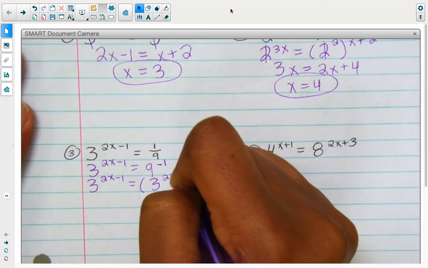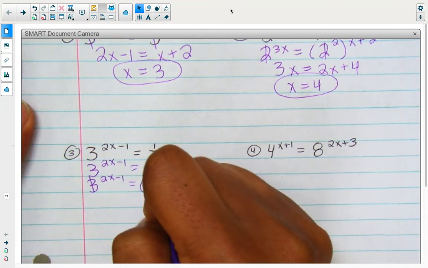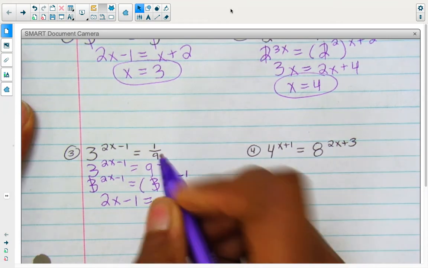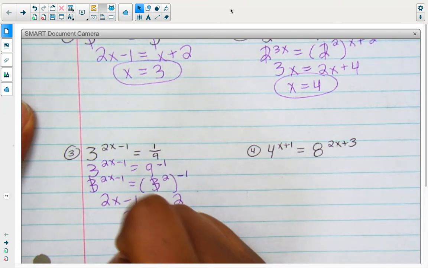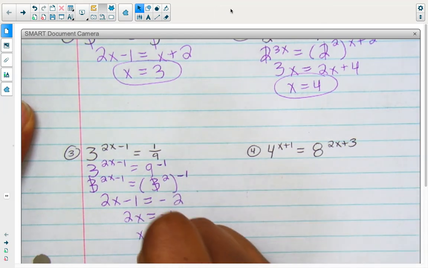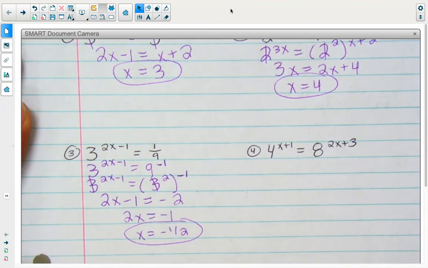And let's not forget our exponent. Our bases cancel out, cancel, cancel. 2x minus 1. 2 times negative 1 is negative 2. We'll go through, solve the equation, add 1 to both sides, and divide. We get negative 1/2. And that's our answer.